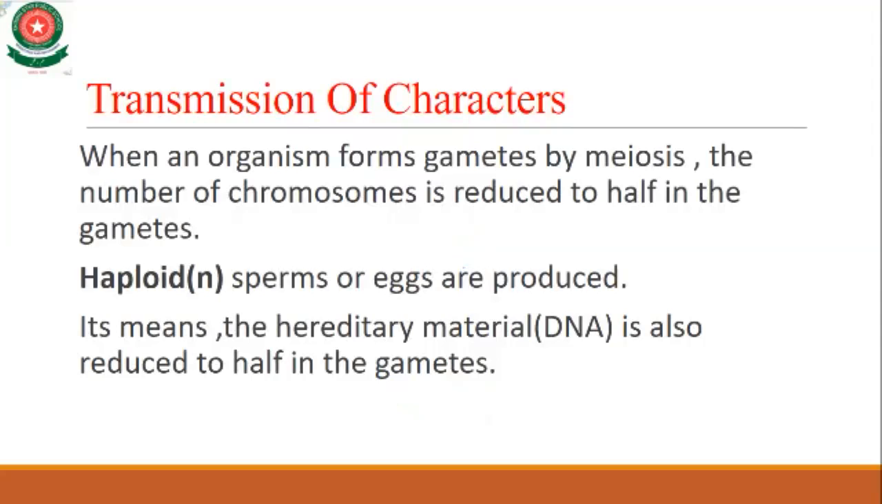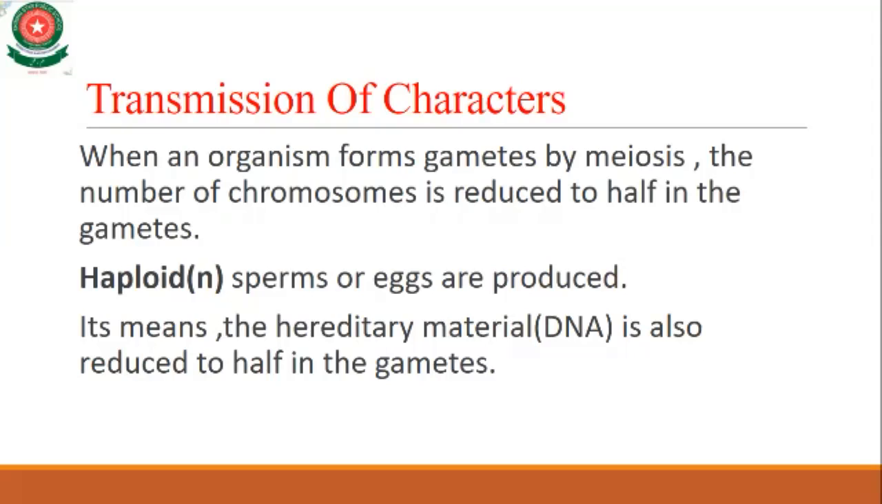Now we discuss the transmission of characteristics. One thing must be kept in mind: the gametes are formed by meiosis. Gametes are sperms or eggs, and in meiosis the number of chromosomes is reduced to half in the gametes.